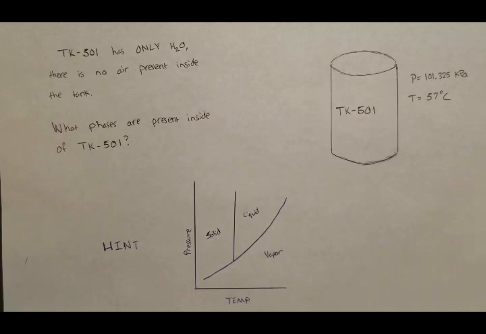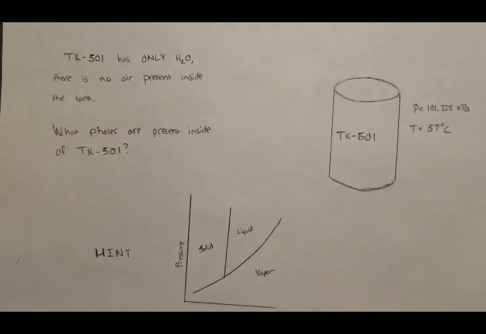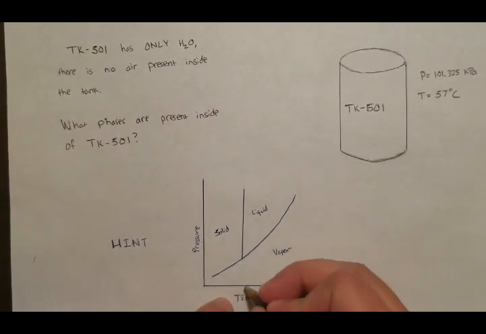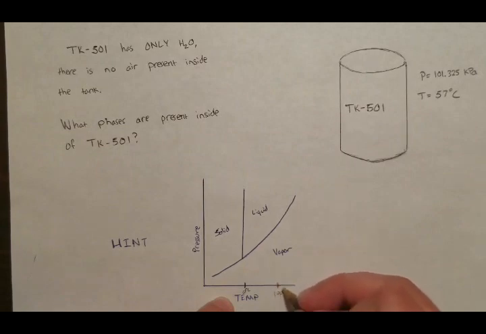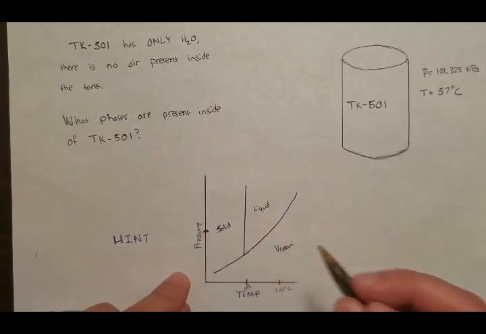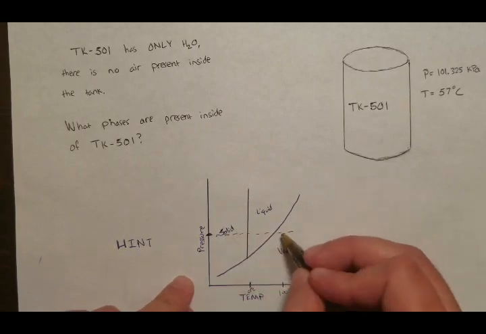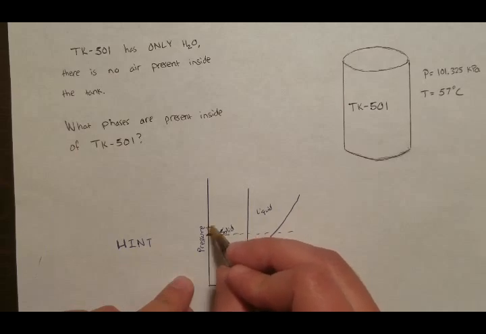Okay. Now the answer to this question of what phases are present inside of tank 501, when the pressure is at atmospheric conditions and the temperature is 57 degrees Celsius, is clearly only liquid water. Only liquid is present inside this tank. This is because if you look at our PT chart below, if we call this temperature right here 0 degrees Celsius, and maybe this is 100 degrees Celsius, and then we have atmospheric pressure right here, as you go through this region, you can only have, it's a little bit off, let's draw it up here.